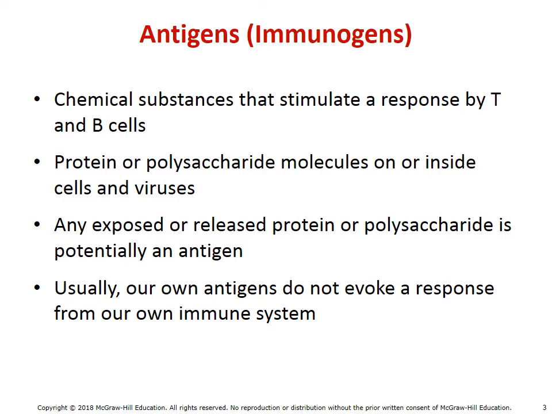But what do B and T cells respond to? Well, the answer is antigens or immunogens. Antigens and immunogens are chemical substances that stimulate the response of B and T cells. These are again usually protein or sugar materials that are found inside or outside of cells or viruses. It's important to note that usually your own antigens do not trigger your own immune system to respond against them. But there are times where a person's immunity starts attacking self, which we often refer to as an autoimmune disease.